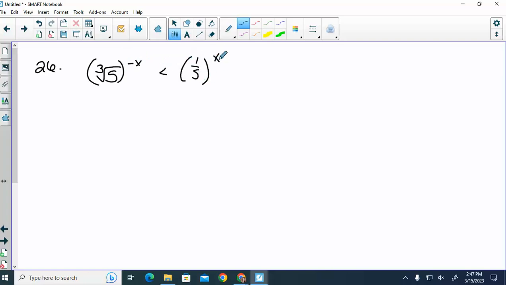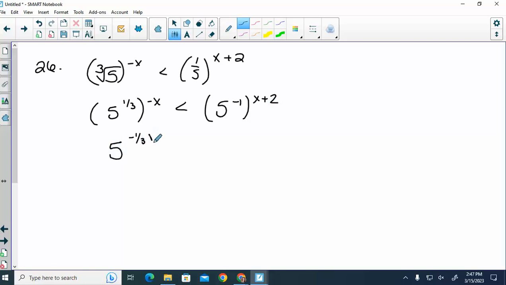So technically we could use 5 or 1/5 for the base here, but because it's inequalities it works better if the base is greater than 1, so let's use 5. So the cube root of 5, we would write that as 5 to the 1/3. Then 5 to the negative x minus 2. So now we can drop the exponents.